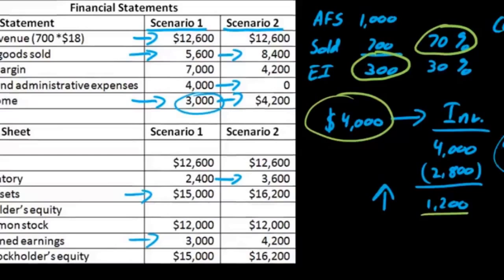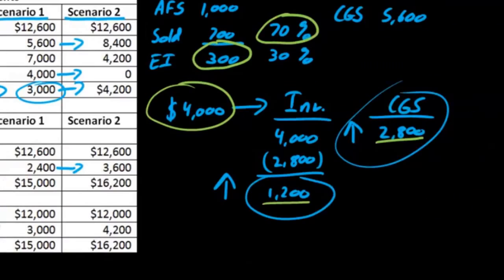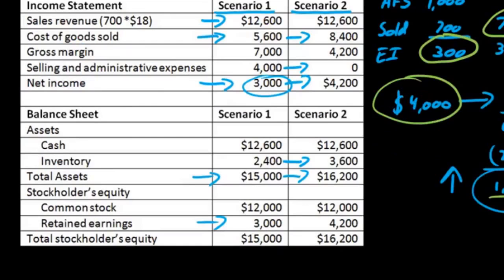It also has an impact on the balance sheet. Cash should be the same, but notice inventory increases by 1,200. Okay, so now we have a $1,200 increase in the inventory, which makes total assets increase. Common stock is going to be the same either way. Retained earnings are going to increase because net income was higher. Retained earnings in this case is just net income because we didn't have retained earnings in the beginning and no dividends were paid. So retained earnings was 3,000 and now it's 4,200. That makes total stockholders' equity higher as well.